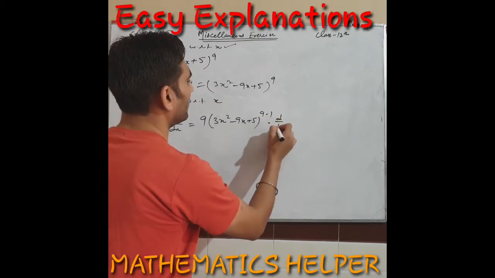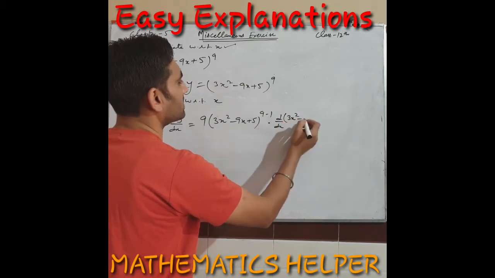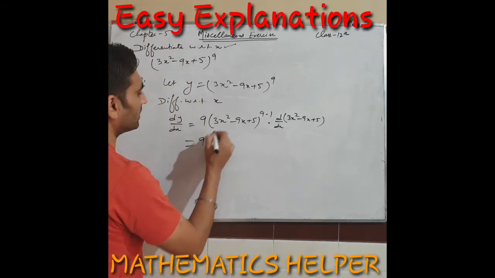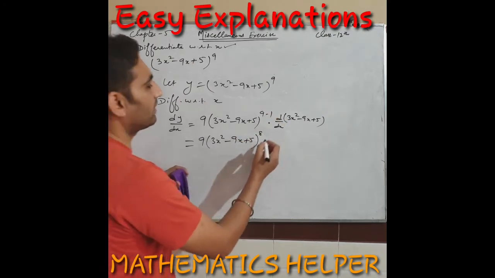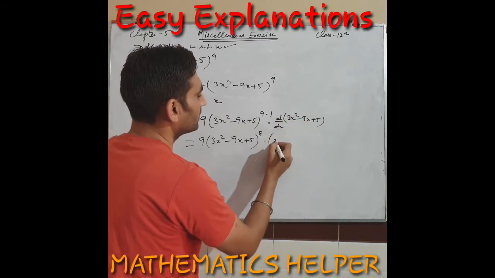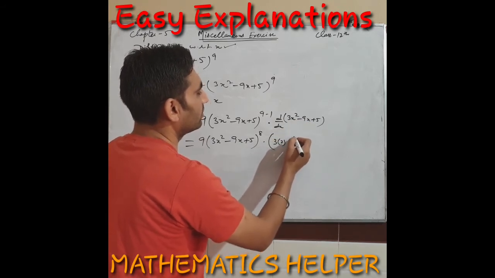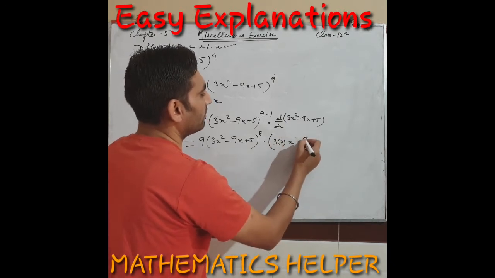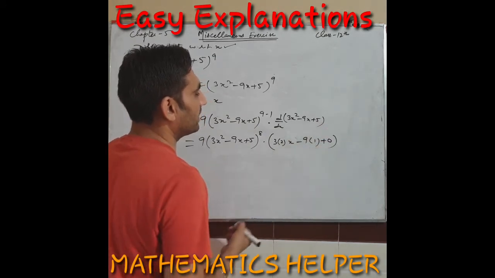Then don't forget to write derivative of the value whose power is given, that is derivative of the inner whole value, which is 3x square minus 9x plus 5. Now see what answer will come here. 9 into this 3x square minus 9x plus 5 raised to power 9 minus 1, 8. And what about derivative of this? Derivative of 3x square, it will be 3 into 2, and power of x will decrease by 1, means 3 into 2 x raised to power 1, or simply you can mark x, and minus 9 into derivative of x is 1, and lastly constant will have derivative equal to 0.